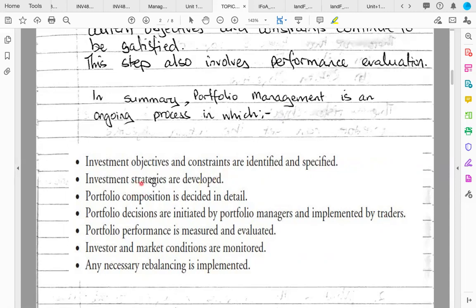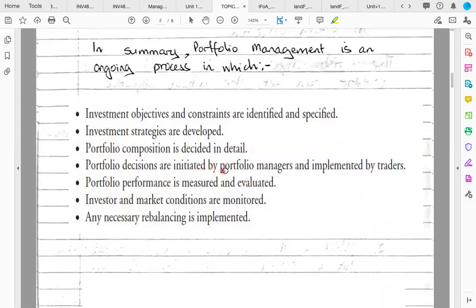And then we also have to consider the strategy that you're going to use to try to meet your objectives given the constraints. And then we have to decide the types of assets we're going to invest in to try to meet your objectives given the constraints. And then the decisions are initiated by the portfolio managers, right? And then implemented by traders. So you'll find that some investment management companies have portfolio managers and traders, like they do everything on your behalf.